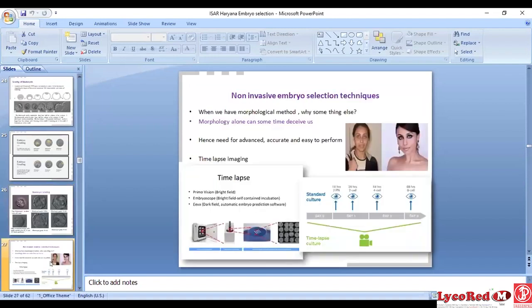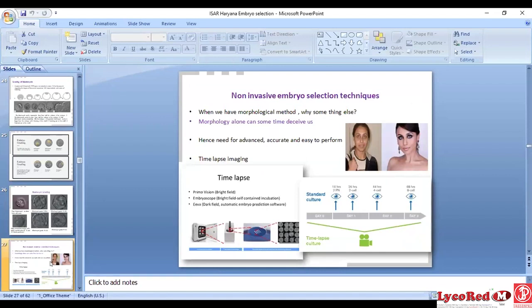Sometimes the morphology may deceive us, because anyone can look beautiful these days with makeup. So how do we check for a good morphology embryo? In any field, advancements keep on occurring, and what is constant is only change. First, we used to check the morphology.